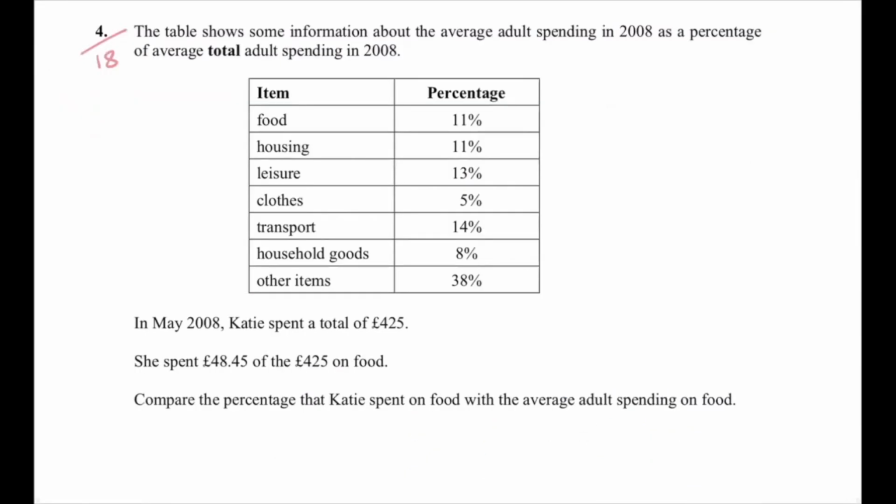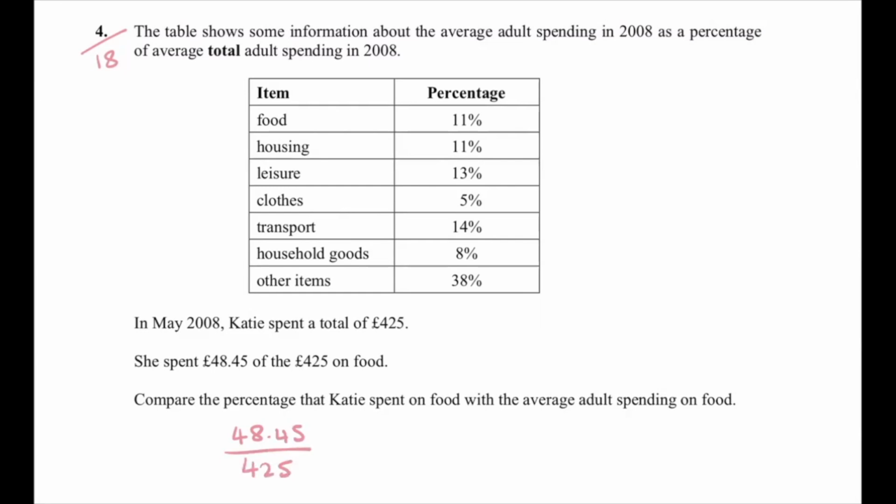Okay, so we've got information about the average adult spend in 2008. In May 2008, Katie spent a total of £425. She spent £48.45 of the 425 on food, and we've got to compare the percentage of that in the table for the average adult. So we'll set this up as a fraction. £48.45 out of her total 425 is what she spends on food.